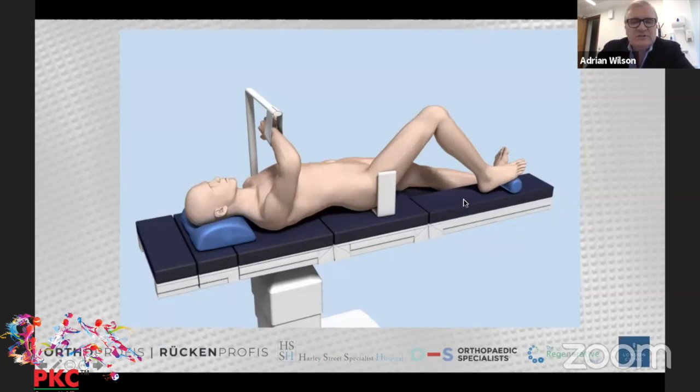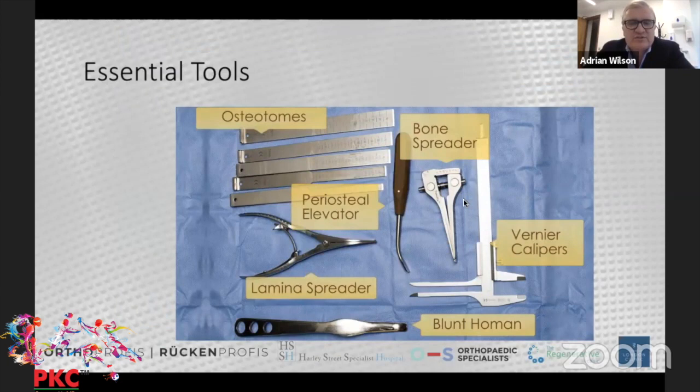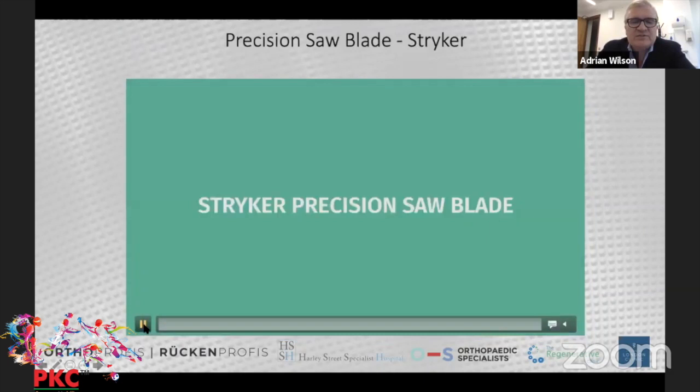The tools are actually very simple. You need some sort of periosteal elevator that's curved. You need radiolucent blunt Homans. You need some laminar spreaders, and you need some osteotomes. This is a fantastic device from Stryker. It's called their precision saw blade.